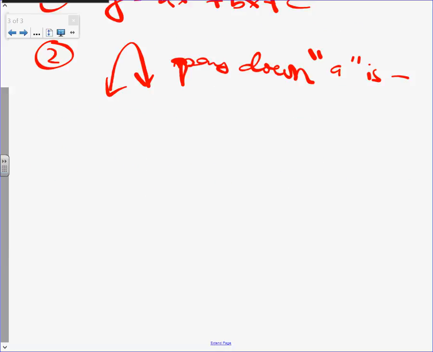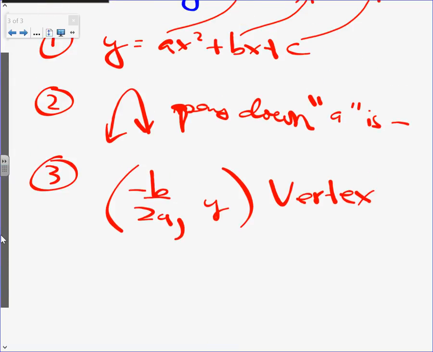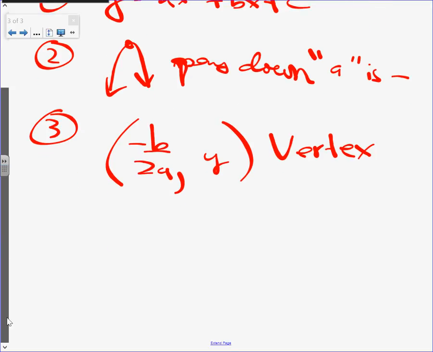Give me step 3 for me, Hernandez. You're the man. Negative b over 2a, and then y. It's vertex time, ladies and gents. It's either the highest or lowest point. In this case, it's going to be the highest, obviously. Why is it going to be the highest? Because it's going to open down. So we're going to look for the highest point of the parabola right now, the vertex. Negative b over 2a. Let's do this.